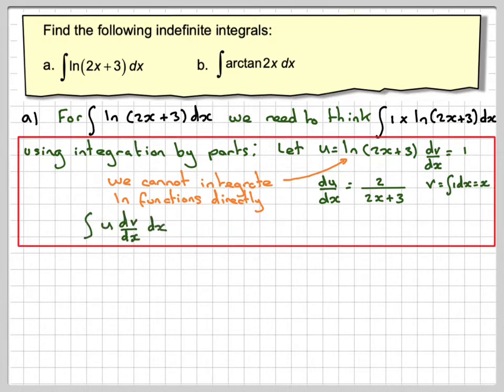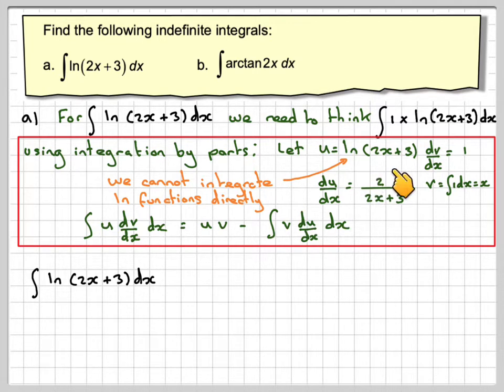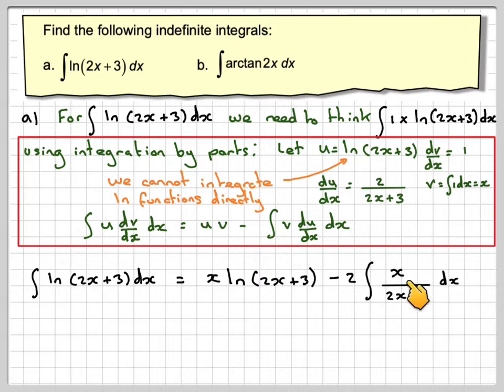And then integration by parts is the integral of u dv by dx is equal to uv minus the integral of v du by dx. So the integral of ln of 2x plus 3 dx is going to be u times v, which is x. So we're going to write it straight away as x times ln of 2x plus 3 minus the integral of, the 2 is going to come from this 2 here, and the v is x, so this is going to be 2x over 2x plus 3. I've just taken the 2 out.